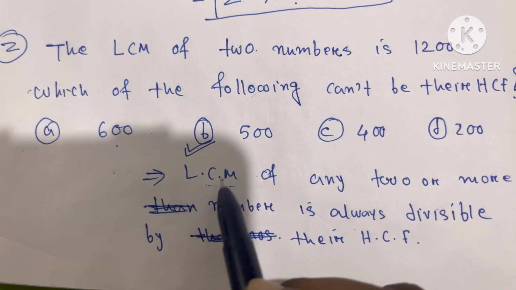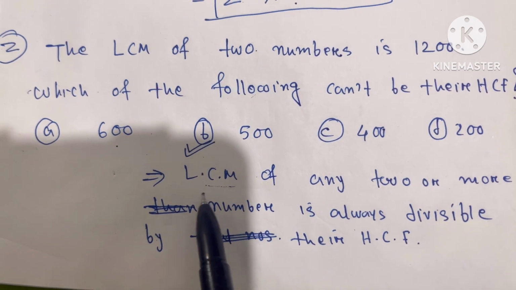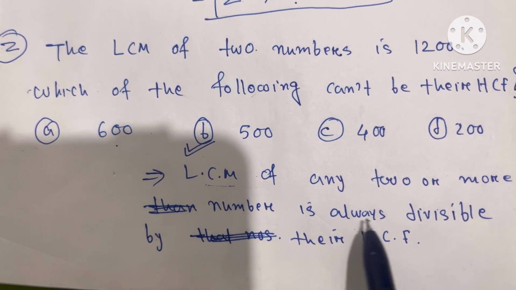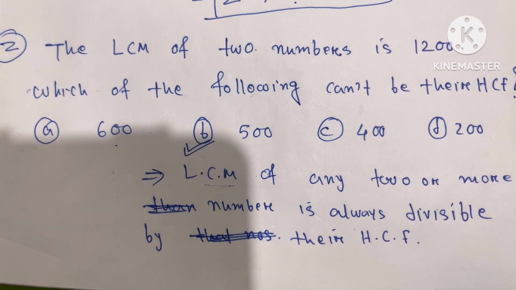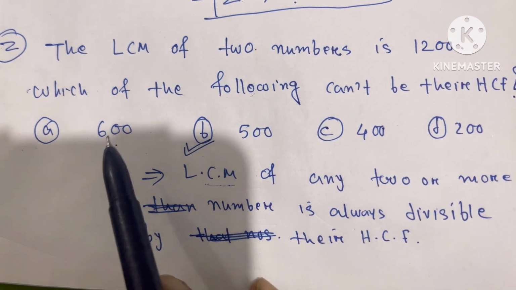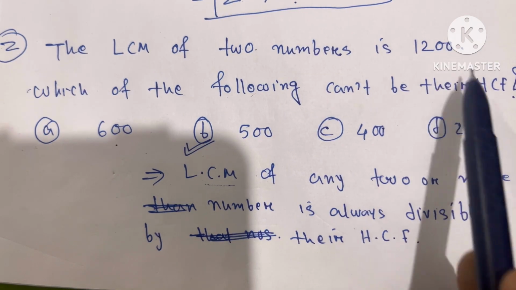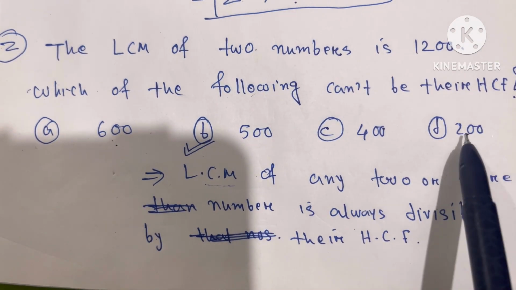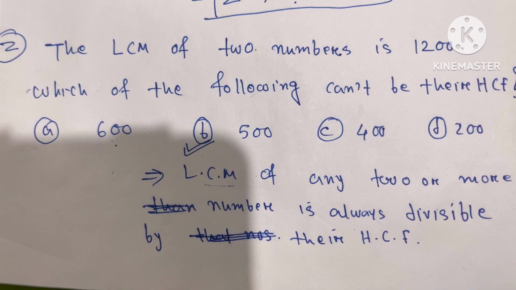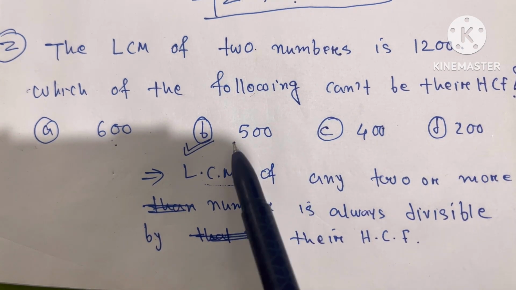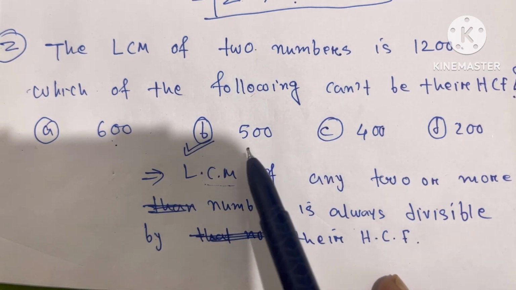For that we have to remember this line, which is obvious: the LCM of any two or more numbers is always divisible by their HCF, meaning the LCM is always a multiple of their HCF. So 1200 is a multiple of 600, 1200 is divisible by 400, and 1200 is divisible by 200. So these are possible HCFs, because the LCM is always divisible by the HCF. Only 500 is different: 1200 is not divisible by 500.